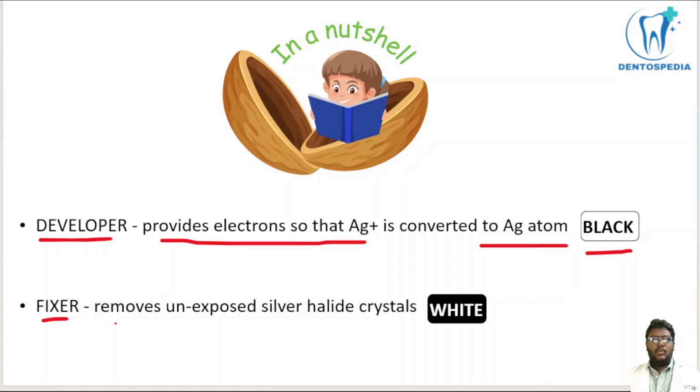And the fixer, what does it do? It removes the unexposed silver halide crystals. So the radiolucent areas, the pure whitish areas in the radiographic film, are mainly due to the removal of unexposed silver halide crystals. And wherever the blackness is present is mainly due to silver atoms. The developer has its own function and the fixer has its own function.